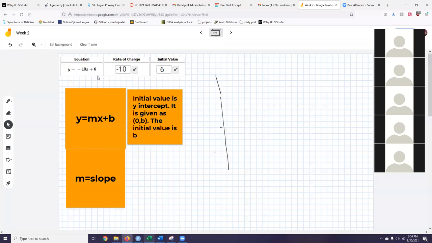But if you do it just as the initial value, it's just that number. So if there's a number with no variable by itself in a formula, that's going to be your initial value. If there's a number in front of an x, that's going to be your rate of change or your slope.